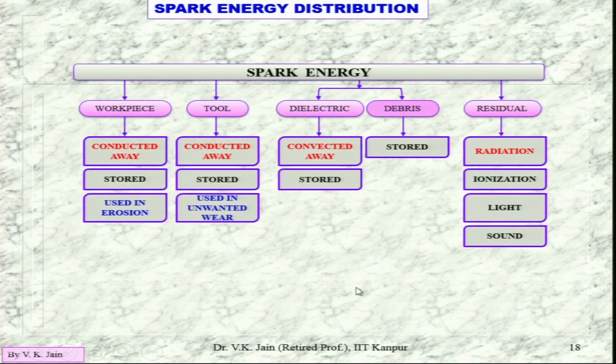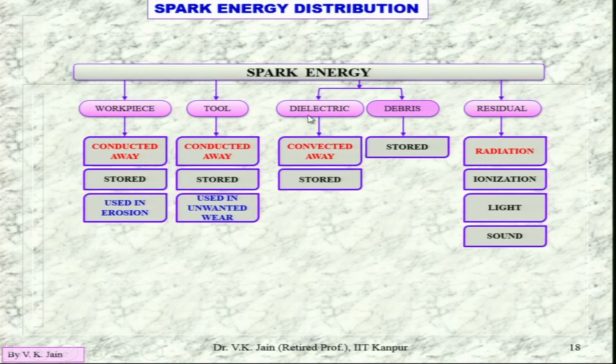Spark energy distribution. Now, the question is where the energy of the spark is going. Once spark energy is there in the plasma, it is distributed to the workpiece, tool, dielectric, debris, and residual. So, it is conducted away in the workpiece, part of it is stored in the workpiece and used for erosion of the workpiece material, because material is removed from the workpiece, and some part of it is conducted away to the tool, stored in the tool and used in unwanted wear of the tool. Tool wear is also taking place.